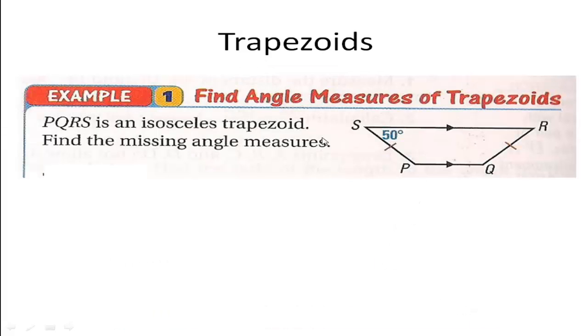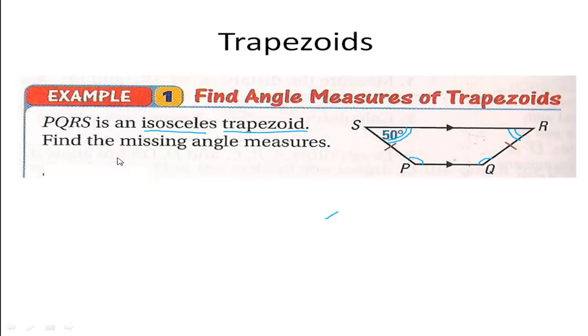Here's an example. It says, find an angle measure of trapezoids. PQRS is an isosceles trapezoid. Isosceles. So as soon as I see isosceles trapezoid, automatically I know that the legs are congruent, just like the diagram shows, and I also know that the base angles are congruent. That means that this angle is congruent to Q, and I know that this angle is congruent to this angle. Just because it says isosceles trapezoid. And it says find the missing angle measures. That means I have to find all the other angles.